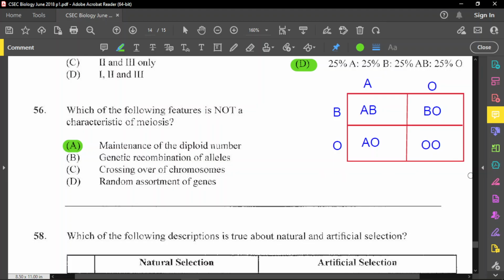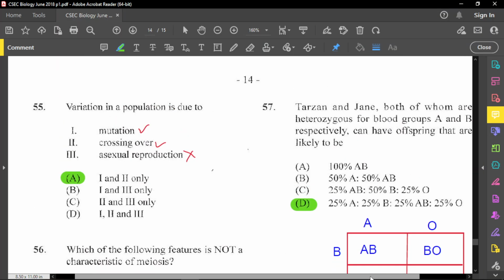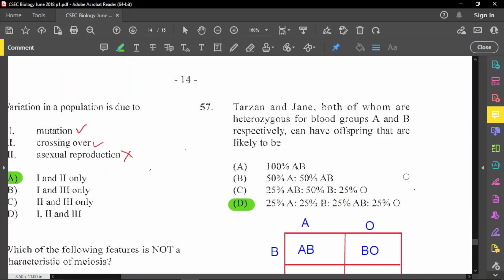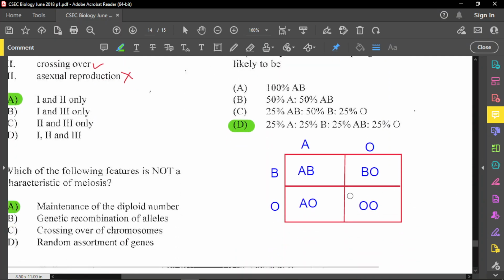All right, 47. I will start at the top of 47. Now 47 says Tarzan and Jane, both of whom are heterozygous for blood groups A and B, respectively, can have offspring that are likely to be what? And I'll work it out real quick because when I say they're heterozygous, it means they're AO and BO, respectively, all right? So this would be our chart right here.